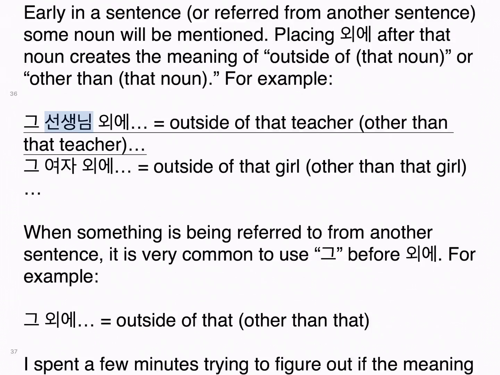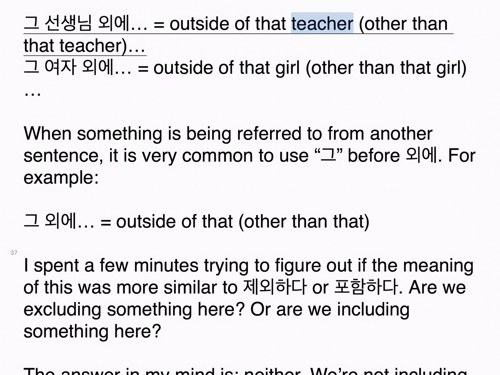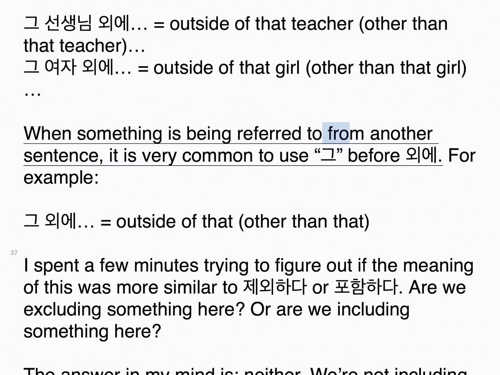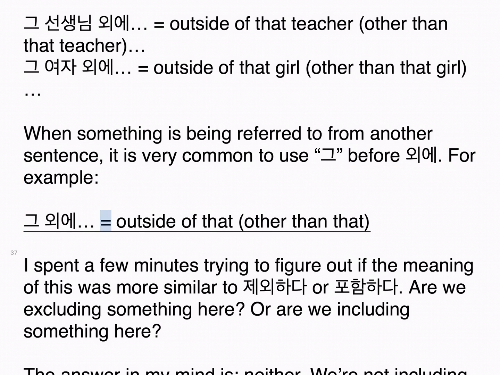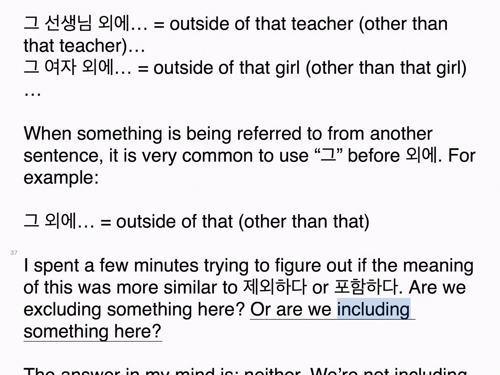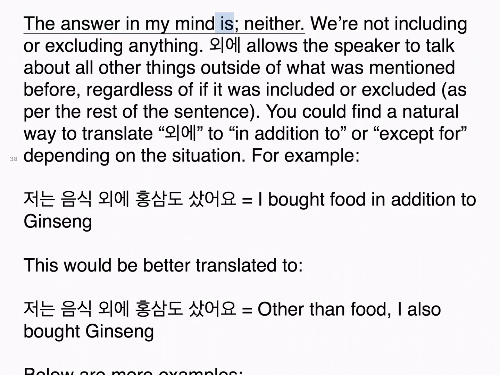For example, 그 선생님 외, outside of that teacher, other than that teacher. 그 여자 외, outside of that girl, other than that girl. When something is being referred to from another sentence, it is very common to use 그 before 외. For example, 그 외, outside of that, other than that. I spent a few minutes trying to figure out if the meaning of this was more similar to 제외하다 or 포함하다. Are we excluding something here, or are we including something here? The answer in my mind is neither. We're not including or excluding anything.